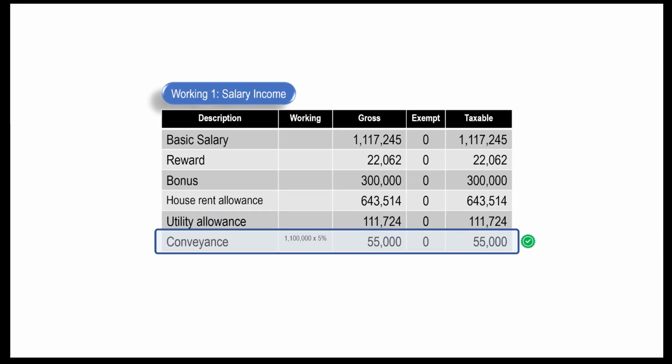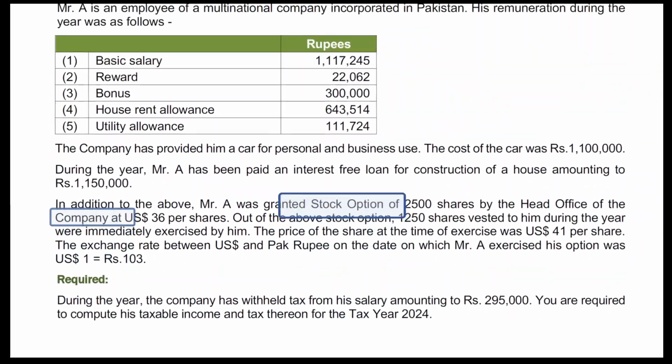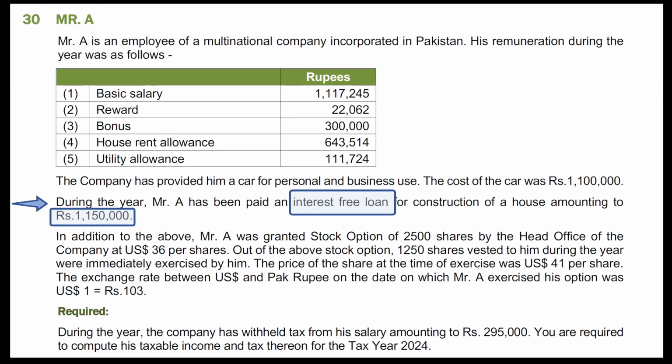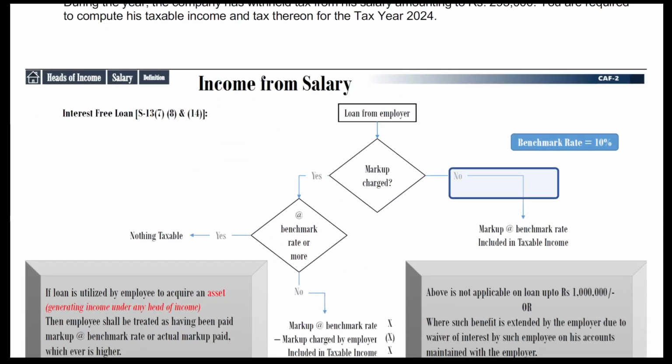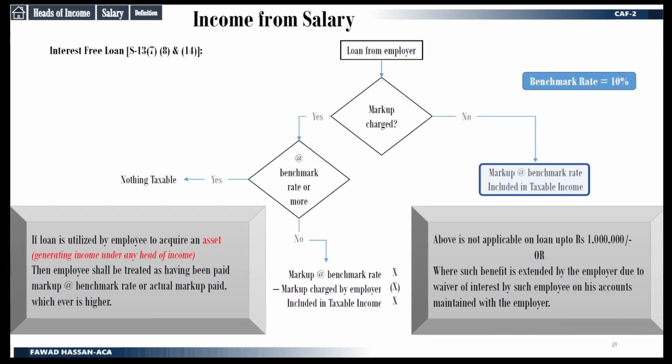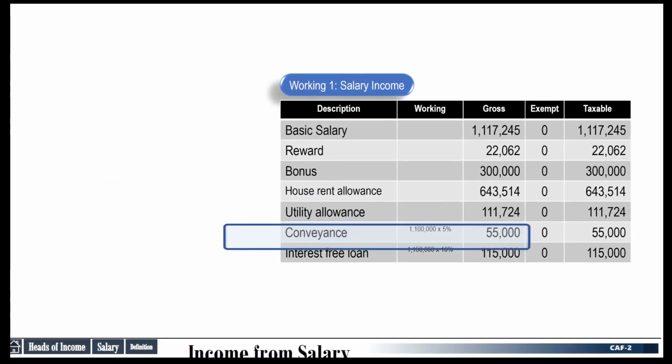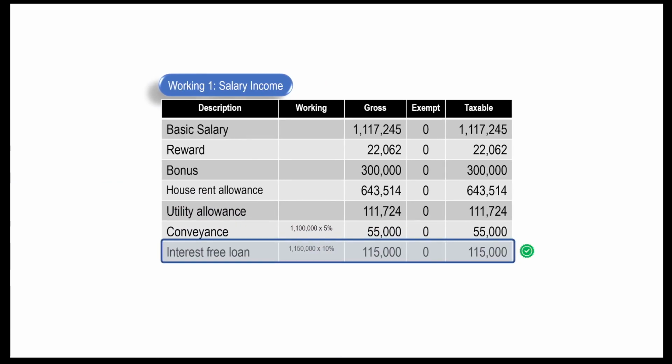Next perquisite mentioned in question is interest-free loan amounting to rupees 1.15 million. Let's first see how to calculate value of this perquisite. Recall the relevant slide of notes. 10% of loan amount will be included as salary income. Mention it in your working. Value comes to rupees 115,000.